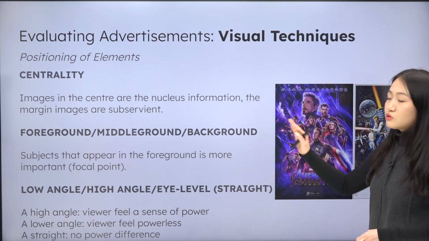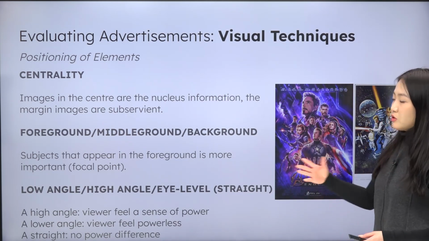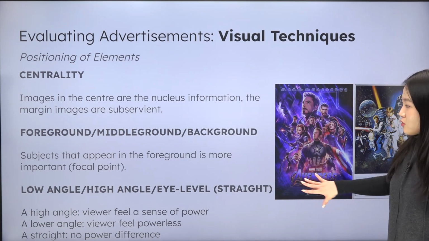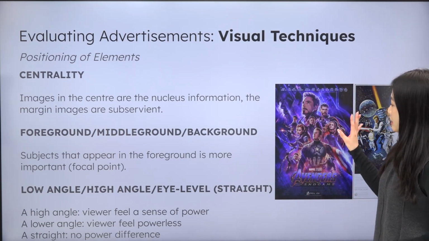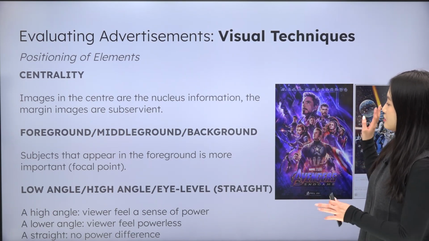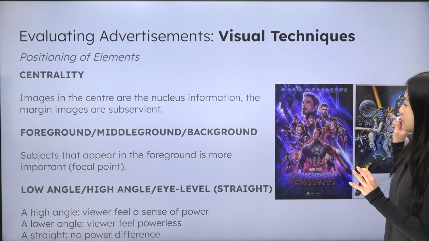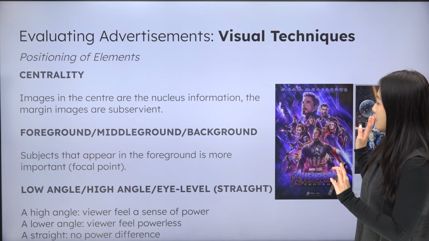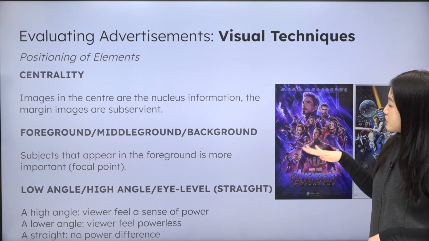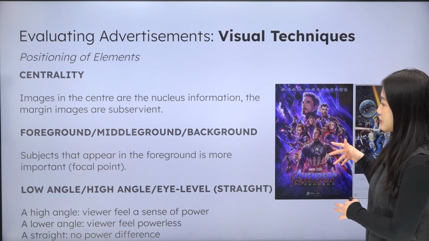This is used a lot in posters. In a lot of movie posters, what's the most important? It is the movie title, and that's why it's usually in the foreground of these posters. They usually place the main characters in the foreground as well. They put sub-characters or other members of the story in the middle ground, which helps serve the main character.